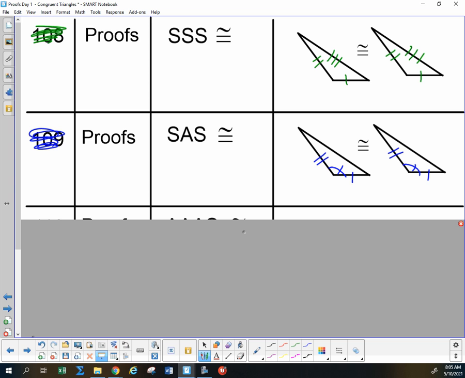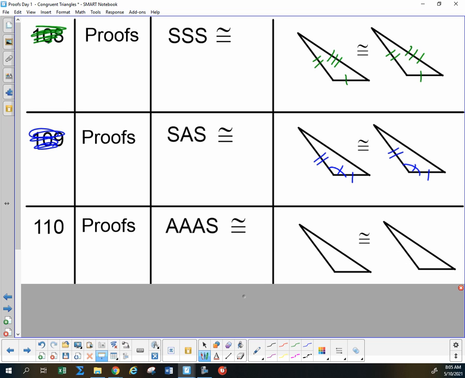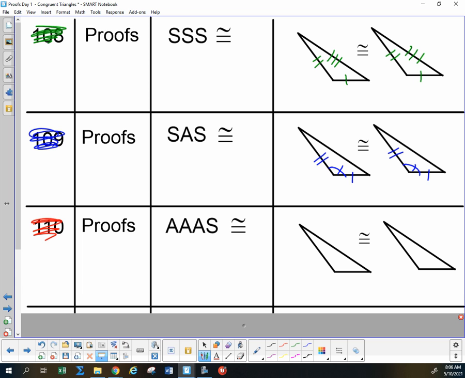Are you getting it all copied? Angle, angle, angle, side is what we use. It means we know all three sets of angles match up. So 1, 2, 3. And it means we know one set of sides matches up. So pick whichever one you like and label that those match up. I didn't get that one. Make sure I don't skip anything on any of these labels as I get them up here.